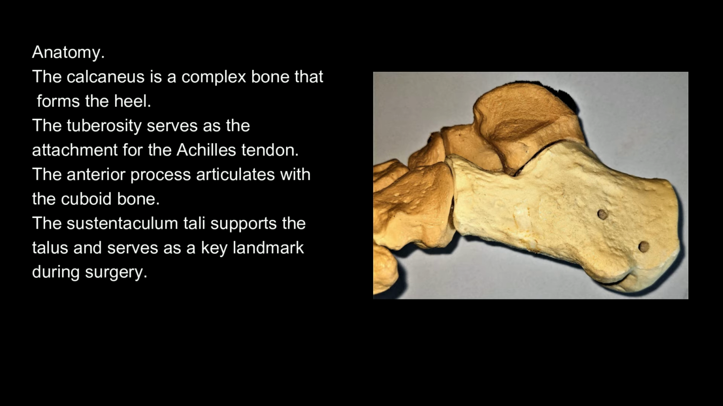Anatomy. The calcaneus is a complex bone that forms the heel. The tuberosity serves as the attachment for the Achilles tendon. The anterior process articulates with the cuboid bone. The sustentaculum tali supports the talus and serves as a key landmark during surgery.